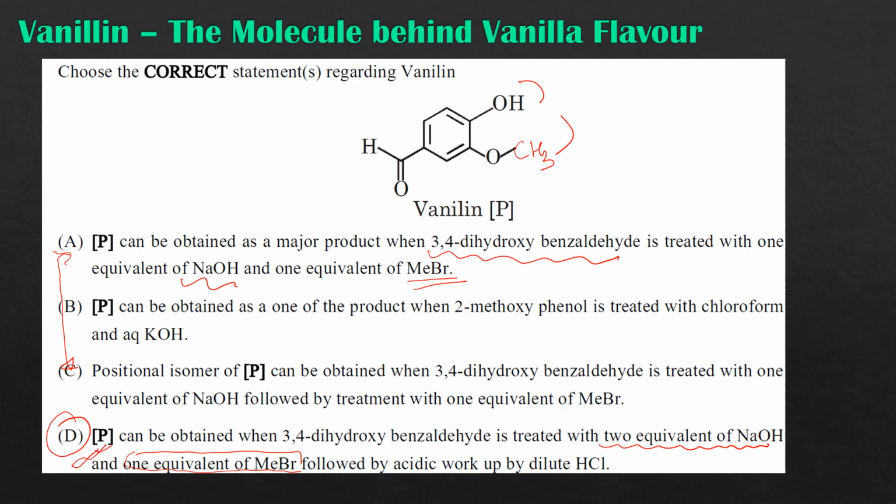Also in option number B, they have talked about reaction of 2-methoxyphenol with chloroform in presence of aqueous KOH. This is looking like a Reimer-Tiemann reaction. We have been seeing that reaction. We can see the product, how that formylation at the ortho and para position can possibly take place. So we'll be going deeper into all these options one by one, and then we'll be coming to the conclusion. We'll be seeing what the final answer is going to be.